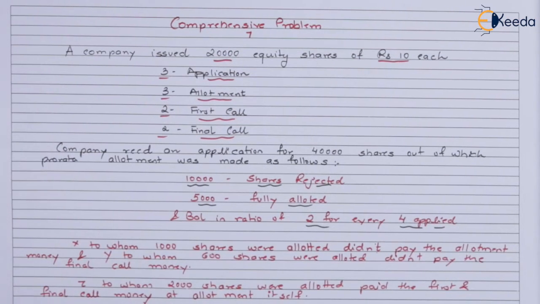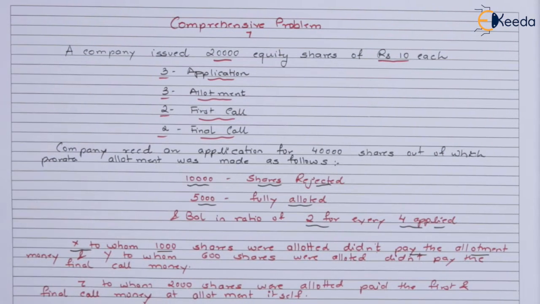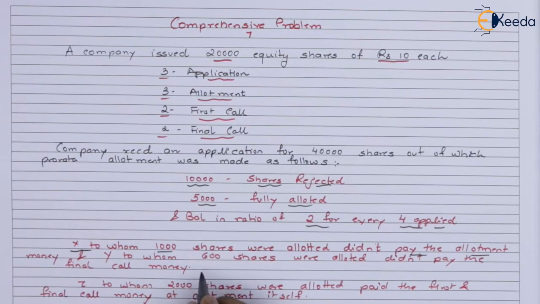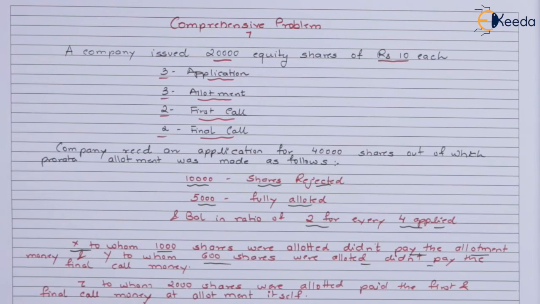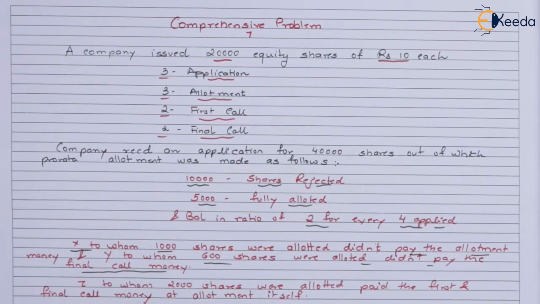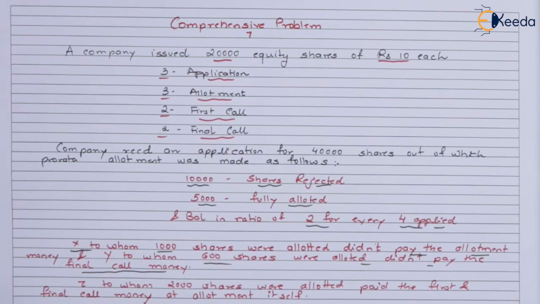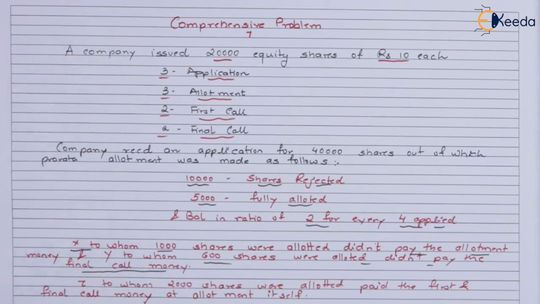Now, the question has given certain details about calls in arrears and calls in advance. There is one applicant named X to whom 1,000 shares were allotted, who failed to pay the allotment money. Y was another shareholder to whom 600 shares were allotted, and he didn't pay the final call money. Z was another shareholder to whom 2,000 shares were allotted, and he paid the first and final call money at the time of allotment itself.